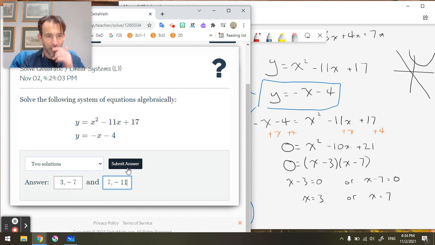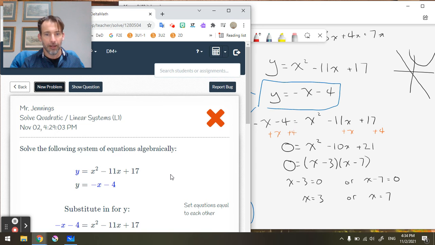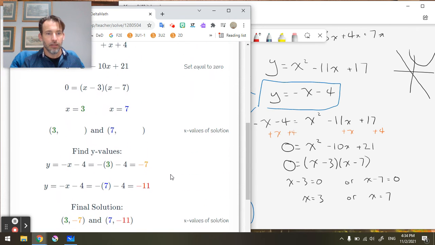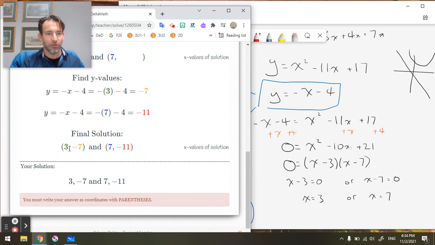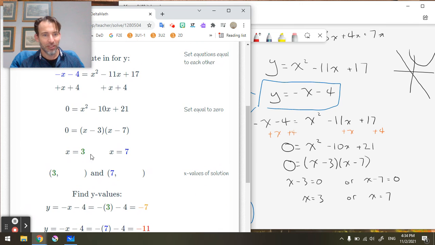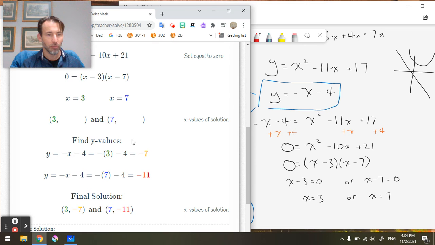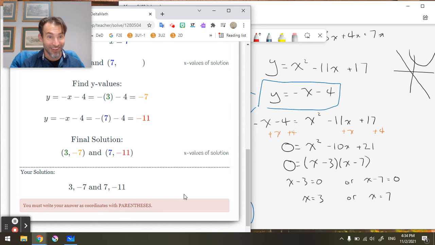I'm just testing to see if I can submit that without brackets. No, it doesn't like it. So you have to put in brackets (3, negative 7) and (7, negative 11). You must write your answer as coordinates with parentheses. Okay, so you have to write the brackets when you put them around your points. See, they found the x's, they put them there, and then they find the y values and put them in there. Make sure the right y value goes with the right x value, and you're golden.